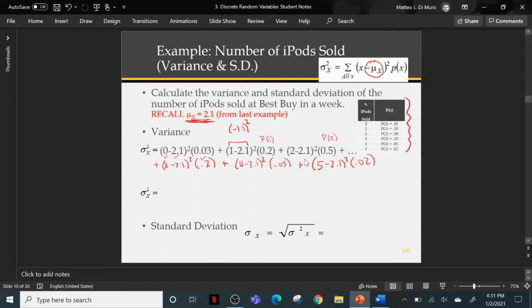On your calculator, I'd recommend that you do this. Go 1.1, square it, hit equals, and then just multiply by 0.02. Now you can either write down all those individual numbers, which I recommend you do, or you can keep them in your calculator. Some people are comfortable doing that. The key here is going to be doing the homeworks, right?